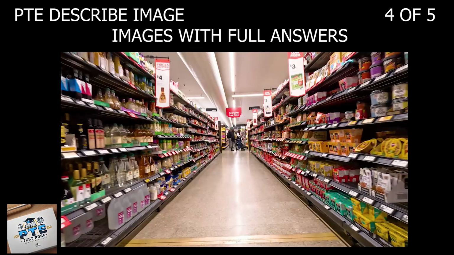This image shows a supermarket aisle with many products. There are shelves on both sides. The shelves are filled with food and packaged items. The products are arranged neatly. Price tags are visible on the shelves.